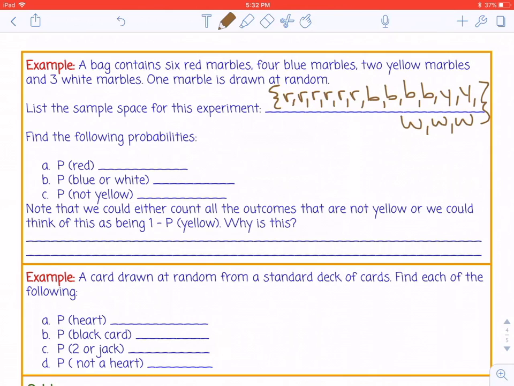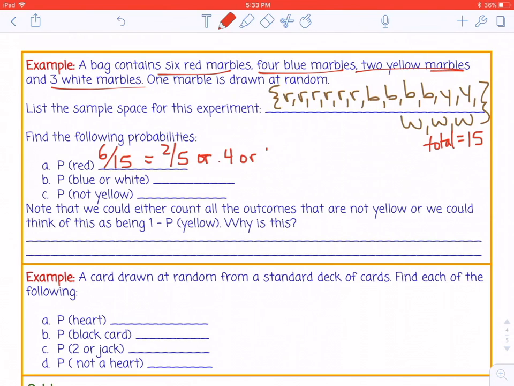And then it wants us to find the probability of red. So red was 6 out of, and then you have to add them up. So we have 6 plus 4 is 10, plus 2 is 12, plus 3 more was 15 total marbles. So 6 out of 15 would be the probability of drawing a red marble. And then we could reduce it by dividing by 3, which would give us 2/5, which we could also write as 0.4 or 40%.